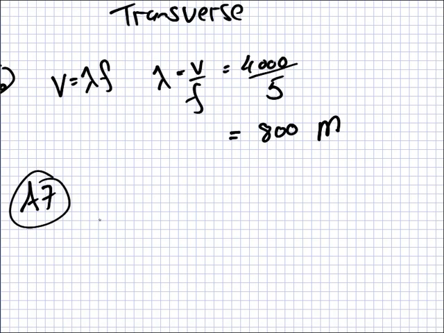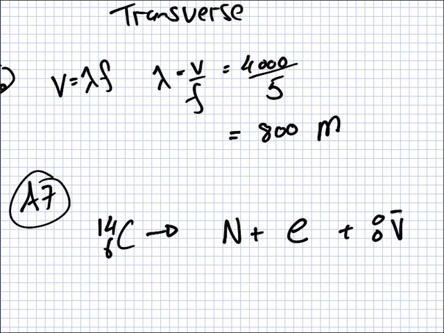Carbon-14 (6) becomes nitrogen, plus a beta, plus a gamma. Right, so we know for beta it's minus 1 and 0, which forces this to be 7 and this to be 14. That's nice for 3 marks, isn't it? Okay. A8.